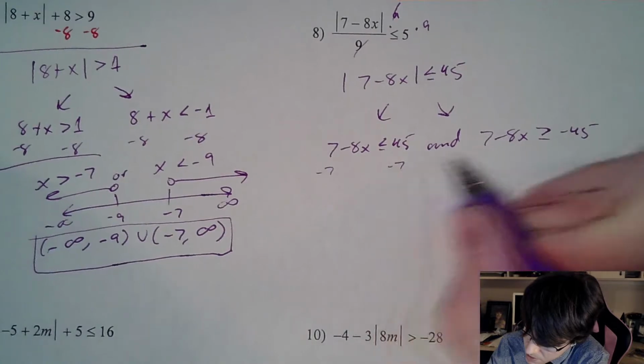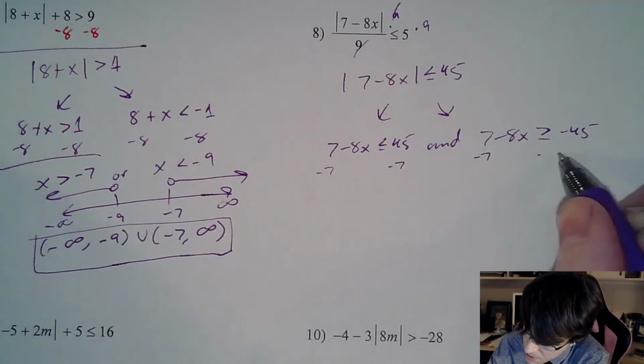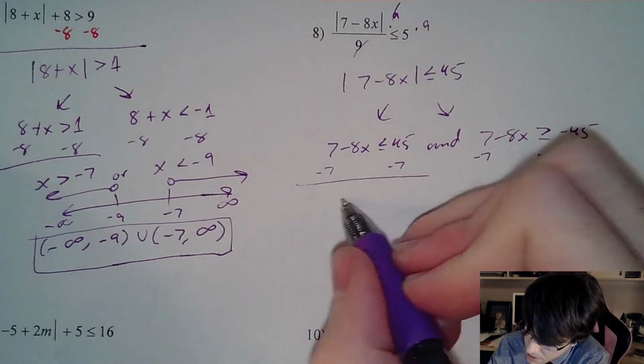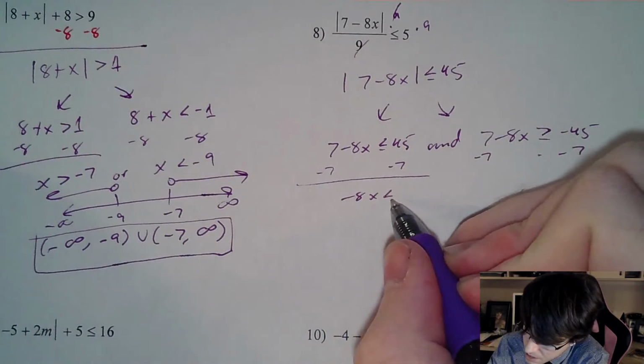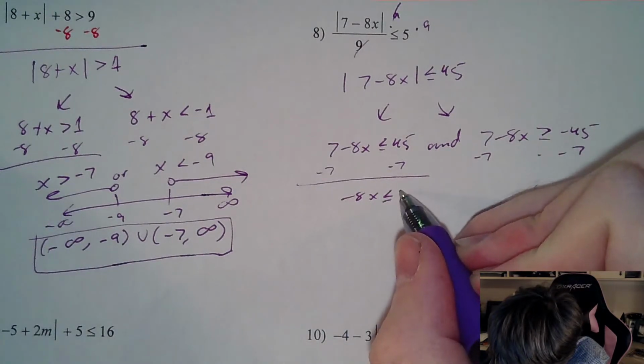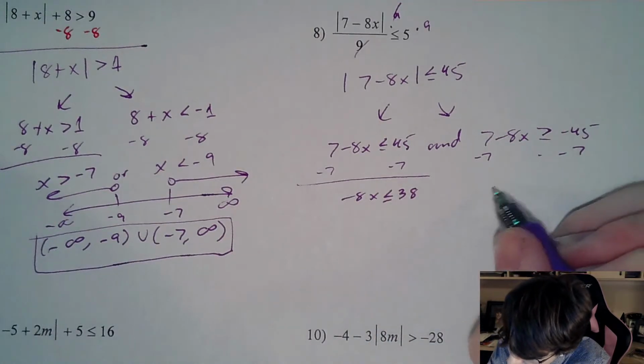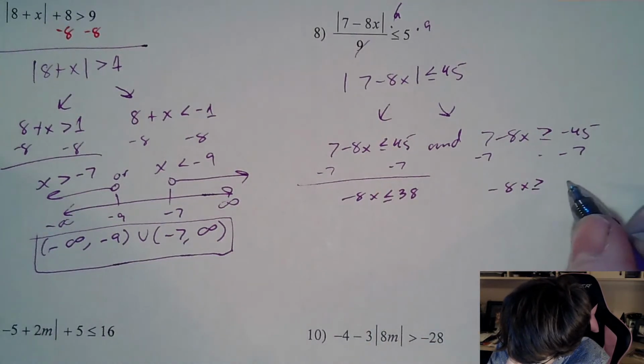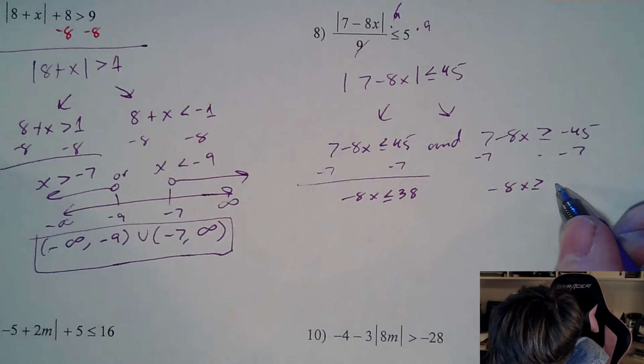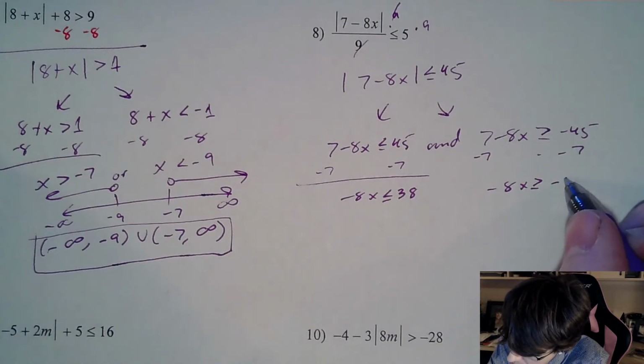Subtract 7, subtract 7. Negative 8x less than or equal to, what's that going to be, 38, and negative 8x greater than or equal to, what is that, negative 52?